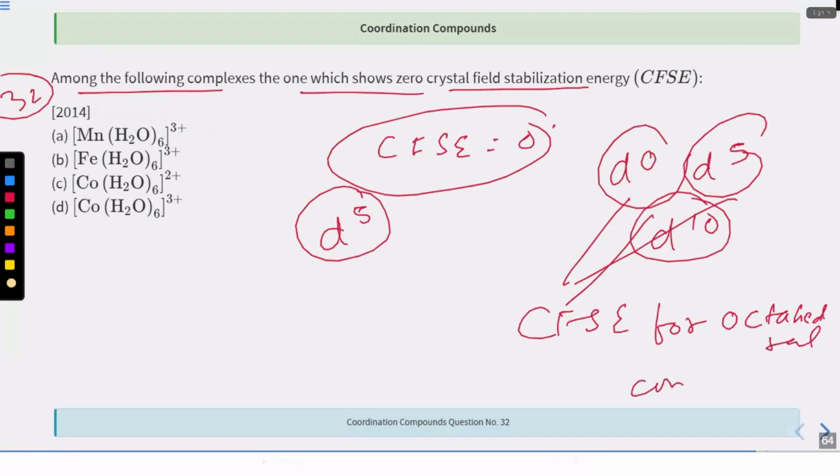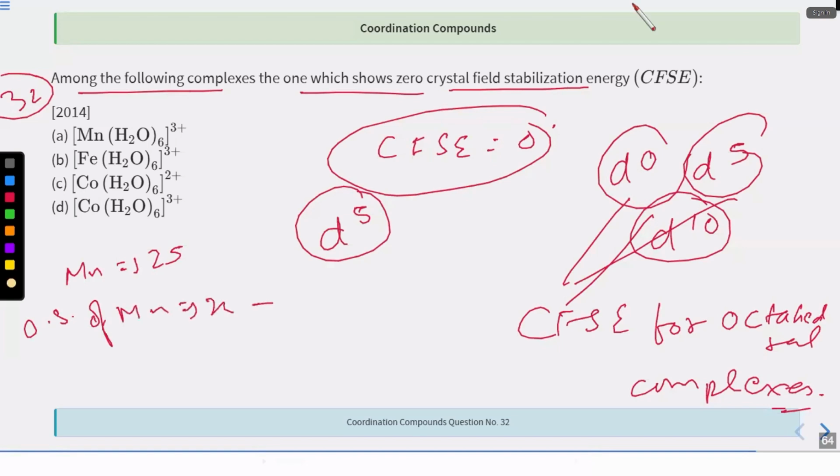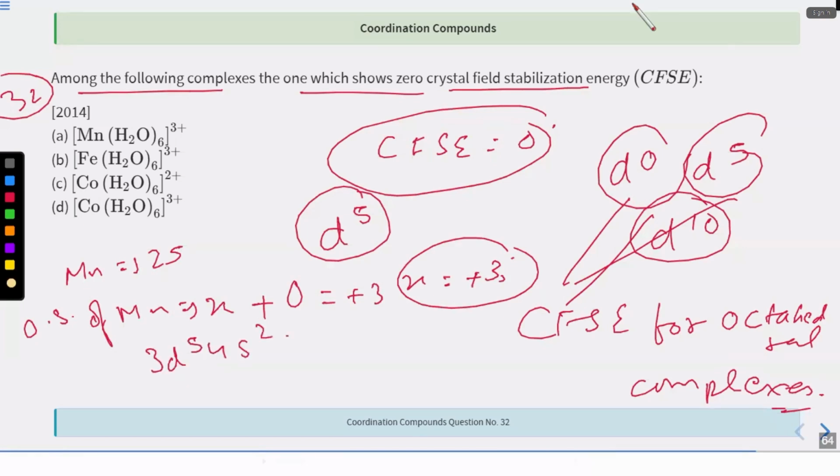For octahedral complexes. So I need d5 configuration. So let us check again. Mn is 25. Here the oxidation state of Mn is given by, again let it be X. So X, H2O is a neutral ligand, X plus 0 is plus 3. So X is in plus 3 state. So Mn is given by 3d5, 4s2. In plus 3, 2 s electrons will go and 1 will go from here. So you will be left with 3d4. But you need d5. So A is not the right option.